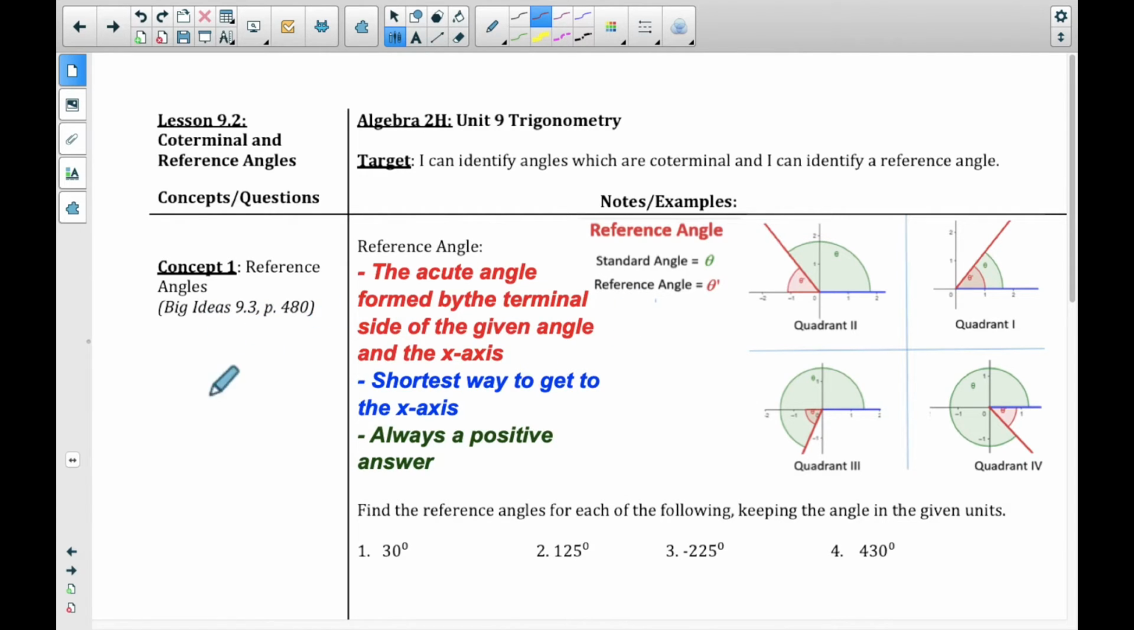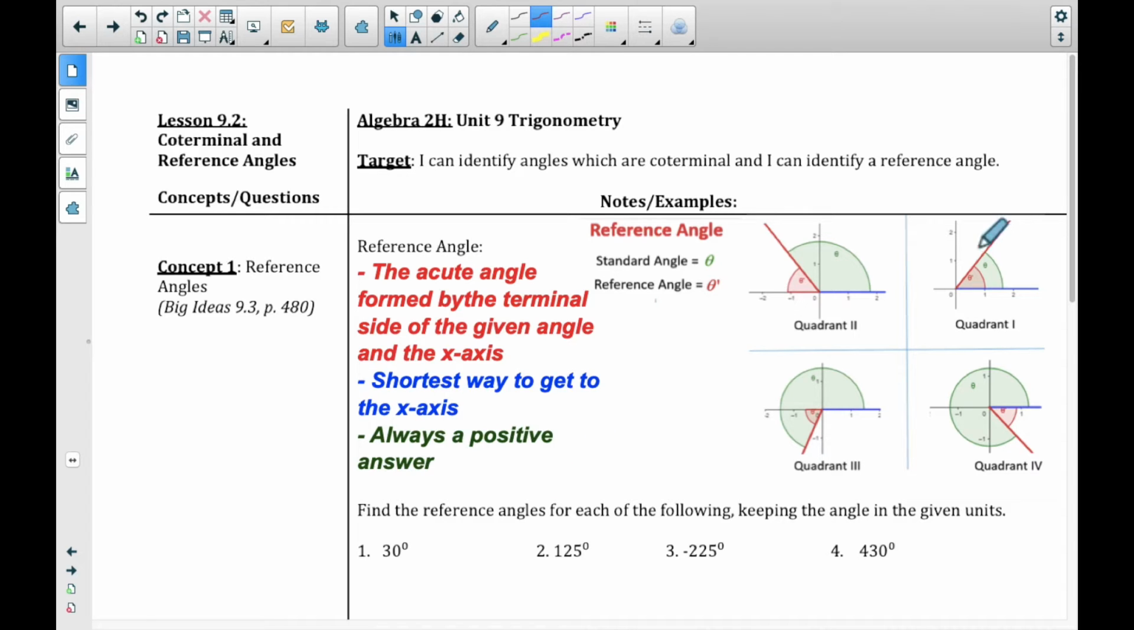This in your book can be found on page 480 in section 9.3. Also, just like the other video I was talking about, I would advise you to use small handwriting and perhaps more than one color. The reference angle is the acute angle formed by the terminal side of the given angle and the x-axis. Another way to say that is the shortest way to get to the x-axis. And finally, it always has to be a positive answer. So whatever the question is, your answer will be positive.